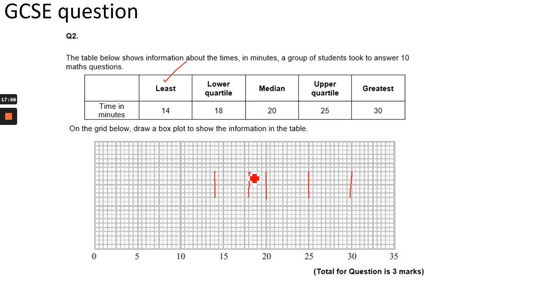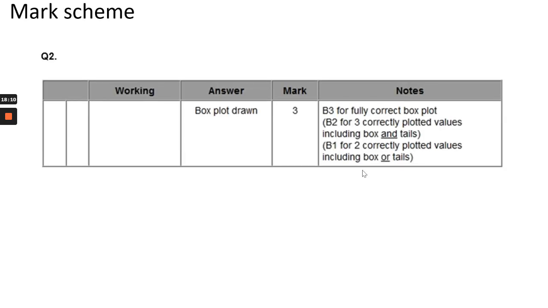And then you've just got to draw it up correctly. So we join up the lower quartile and the upper quartile. And then we just put some whiskers on for the maximum value and the minimum value. So hopefully I've done that one correctly. Okay. Give this question a go.